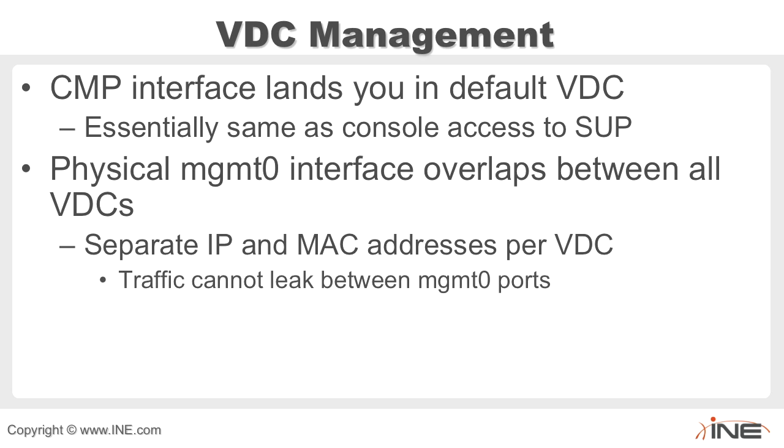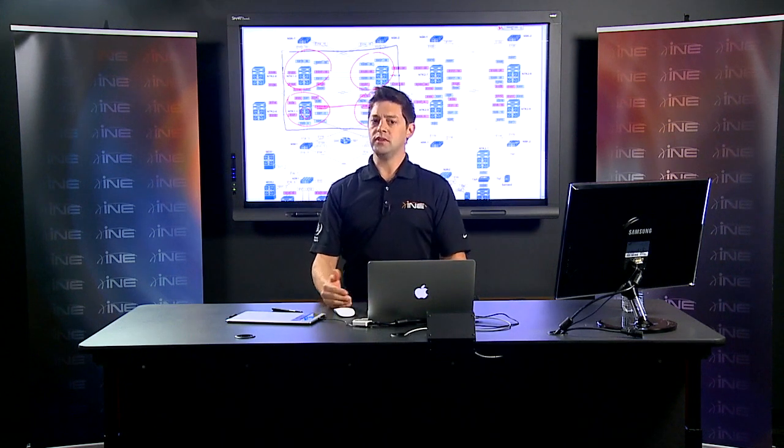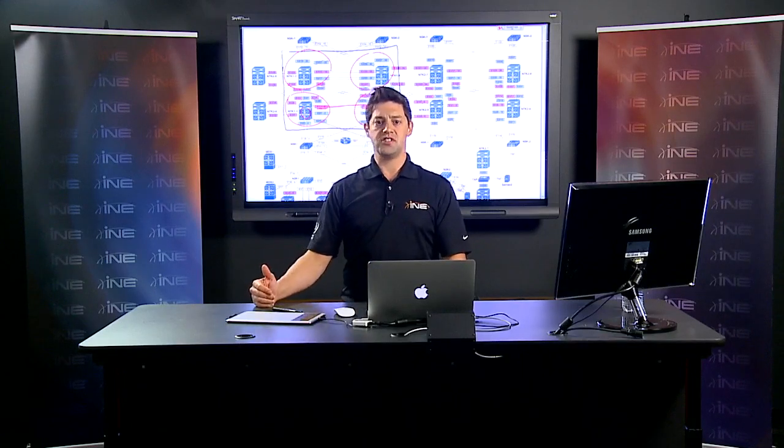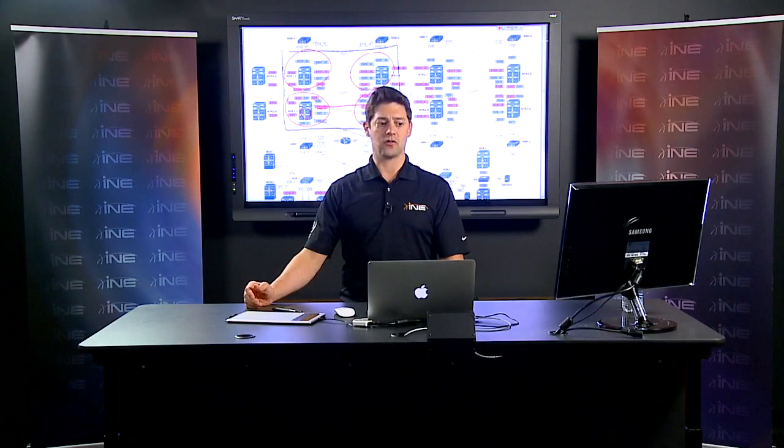But one other thing to note is that traffic does not leak between management 0 ports. So if I have a management 0 port on supervisor 1 and I have 4 VDCs, I essentially have 4 logical management 0 interfaces, but it's still one physical port. I can't ping from management 0 in the management VRF from VDC 1 over to the management 0 on VDC 4, which is the same physical interface, even though they have different IP addresses and different MAC addresses. So this is something the system prevents you from doing.